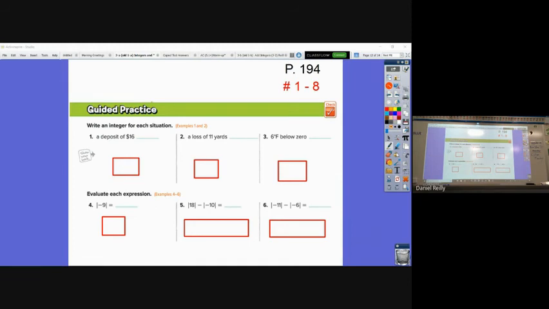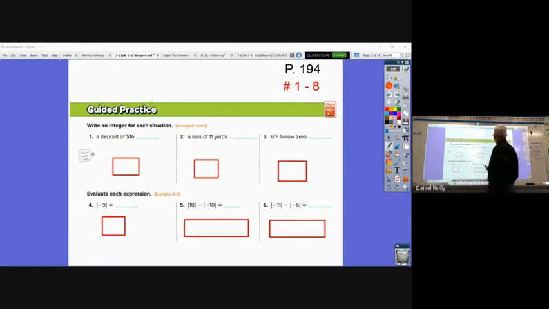All right, so here's what we're gonna do. I want you to raise your hand if you agree with me that number one is negative. Raise your hand. Is number 1 negative? Anyone raising your hand for number 1, a deposit of $16? Is that negative? You won't be able to move that because I'm presenting. And some people raise their hands. That was a No. Incorrect.